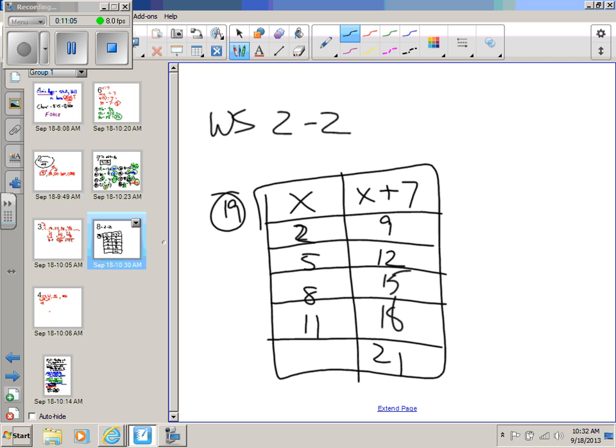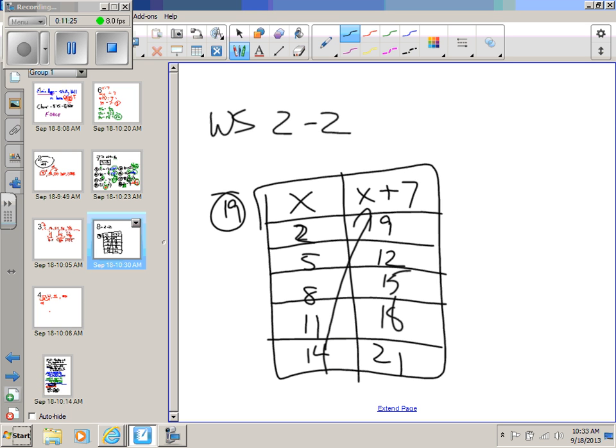Now they give it to us backwards here. They say, okay, x plus 7 equals 21. x then had to be what? 14. How do you check it? Plug it back in. 14 plus 7 was 21. So fill in the table there.